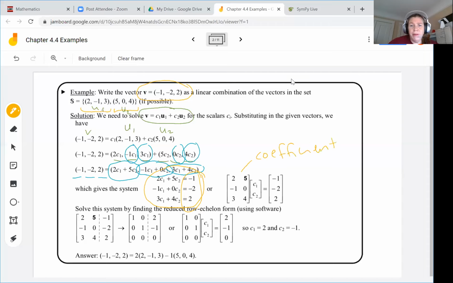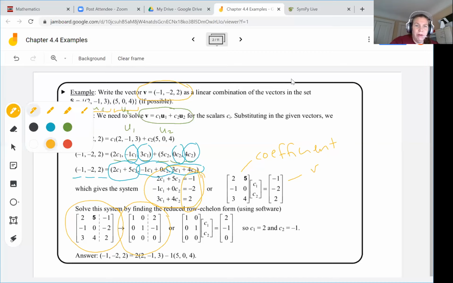And we multiply those by C1, C2, and we should get out the values from V. So we can solve this by finding reduced row echelon form, and we'll do plenty of examples in SymPy with reduced row echelon form, so I'll leave this one for you to check. If we put this matrix into SymPy and do reduced row echelon form, we would get this resulting matrix here. So that gives us this equation that, okay, 1 times C1 plus 0 times C2 equals 2.